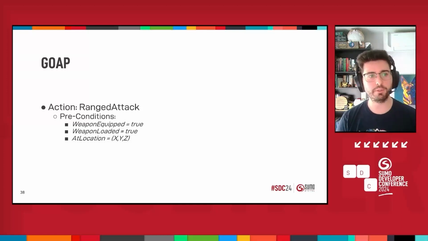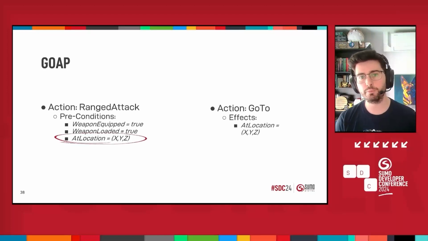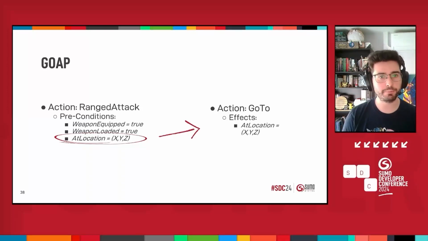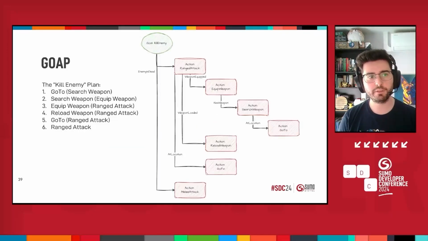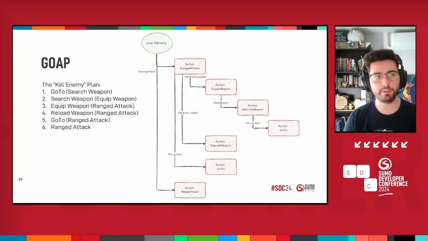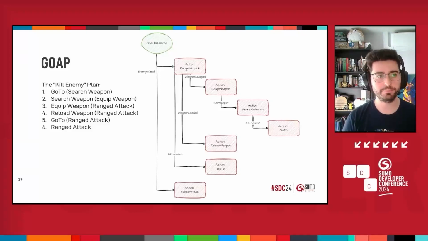So great. So we'll just look at the next precondition for the ranged attack, which will be the at location, because we need to be able to be at an optimal position to be able to shoot from. So again, we'll use the go-to action that we already used before. And great. So we have a possible plan right now that can achieve the goal of killing our enemy. You'll start by searching for the weapon. We will equip the weapon, reload the weapon. We get to an optimal range, and then we can finally shoot the player. Great.